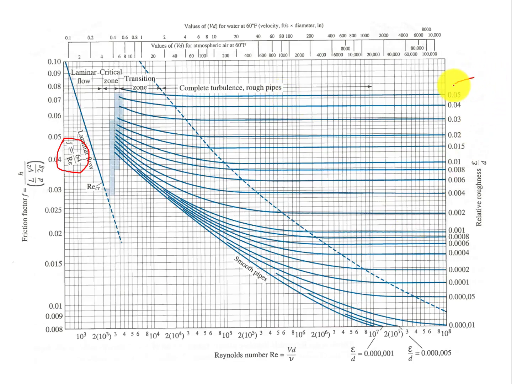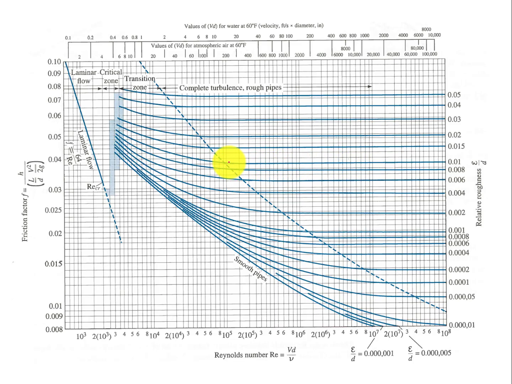So you'll notice on the right side of the plot here, each of those blue lines is labeled with its particular value of relative roughness. So for instance, right here is a relative roughness of 0.01. So this line is a line of constant epsilon over d of 0.01. If our relative roughness was 0.01, meaning the roughness elements inside of the pipe are 1% of the pipe diameter, then this is the line that we would use.